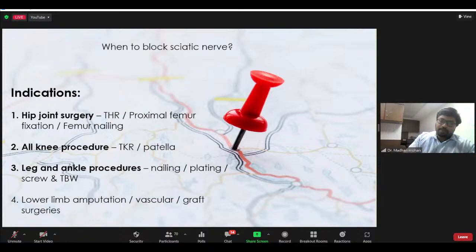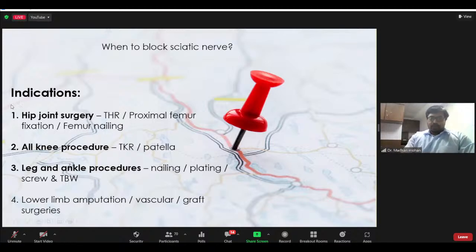Coming to the knee procedures like TKR, patella surgery or arthroscopy, any surgery involving the knee joint, we need to block the nerve. Even proximal is very useful, but we can come a little distal and block at the subgluteal level or even at the mid thigh level. Then coming to the leg and ankle procedures, we can block the nerve at any level, but popliteal sciatic will be more superficial and easy, and it has a very good success rate compared to a deeper block. So that will be the ideal site to block.